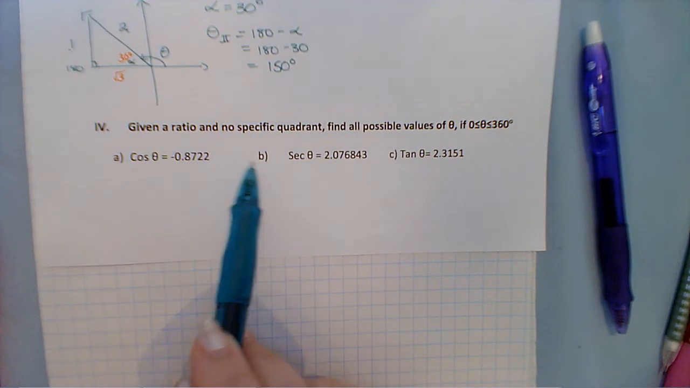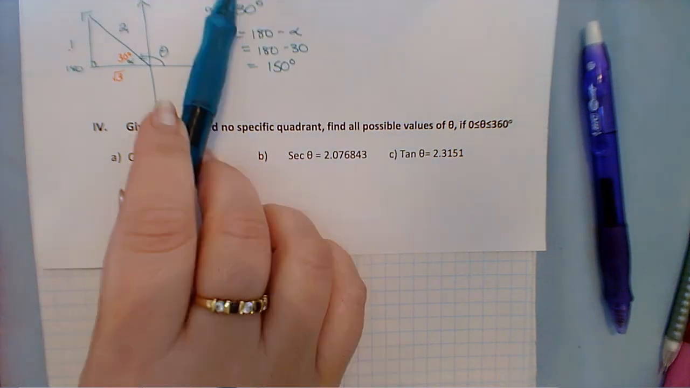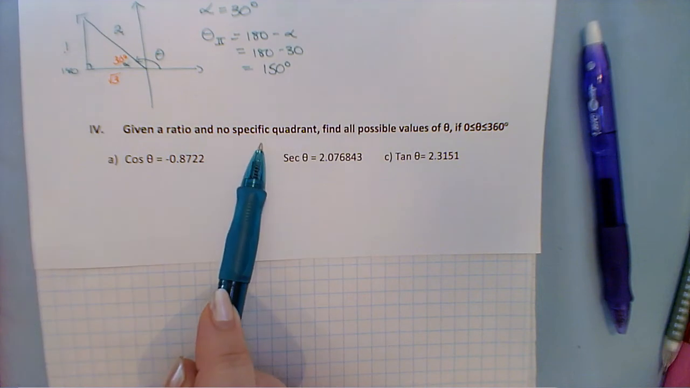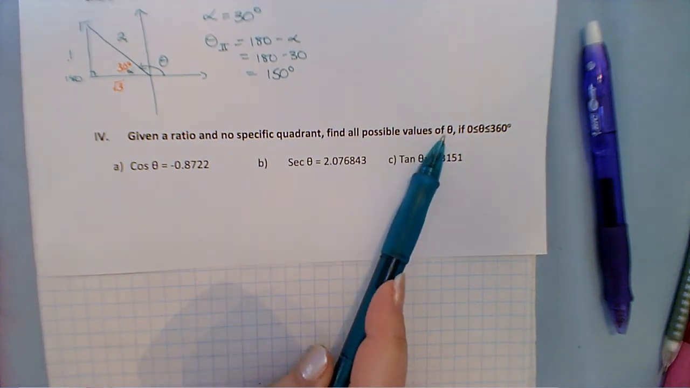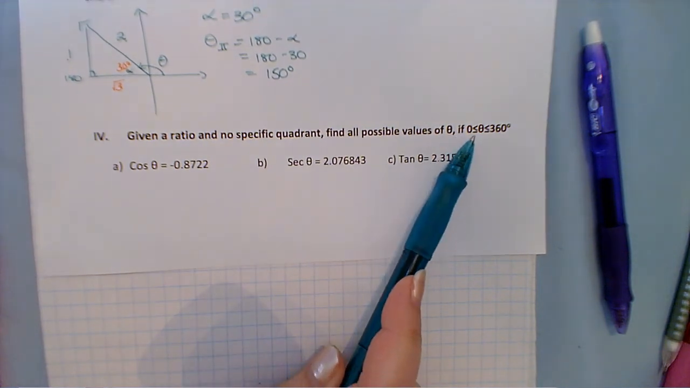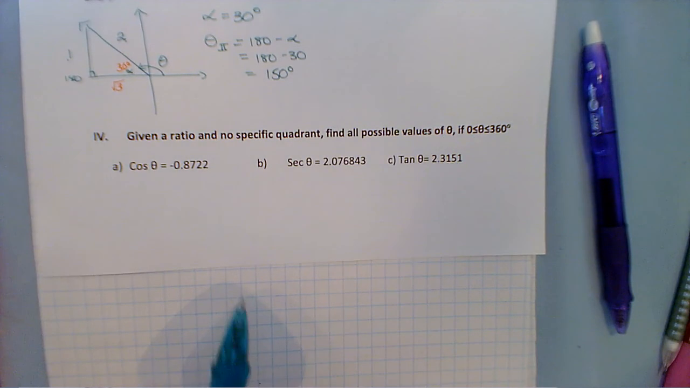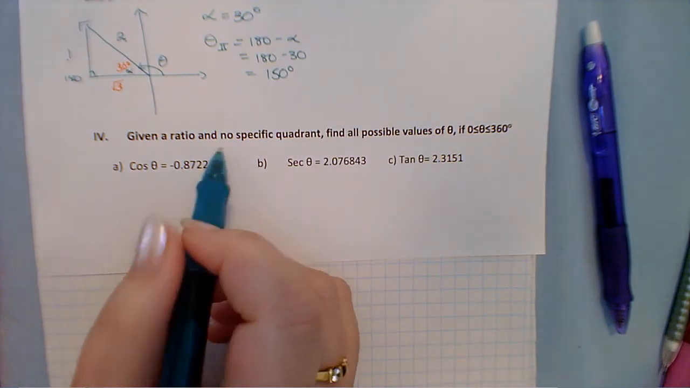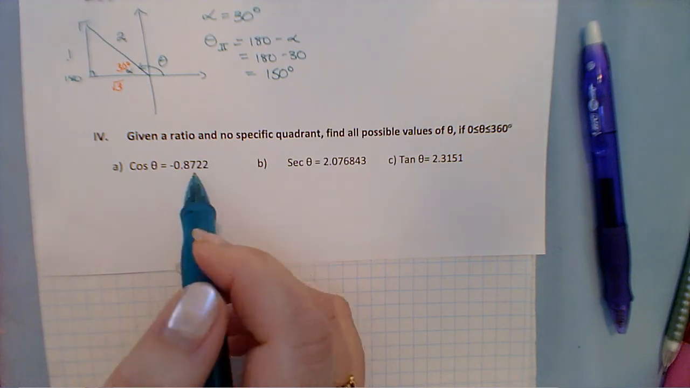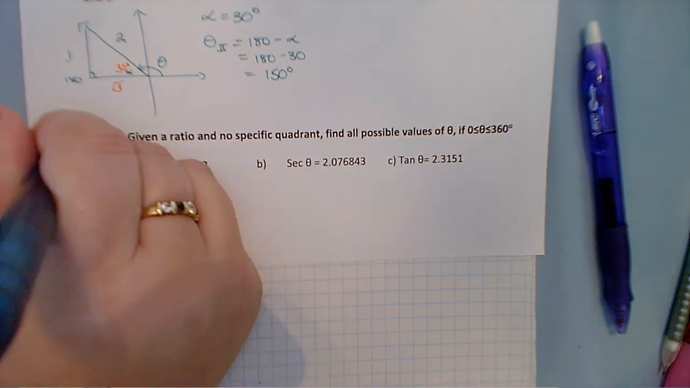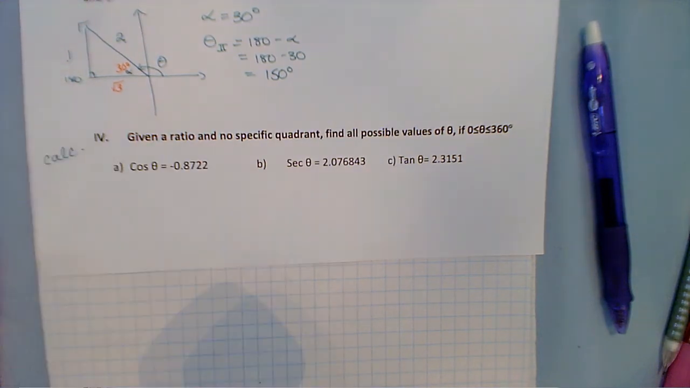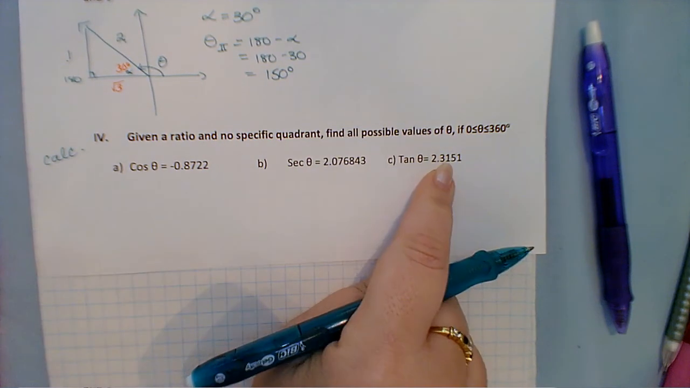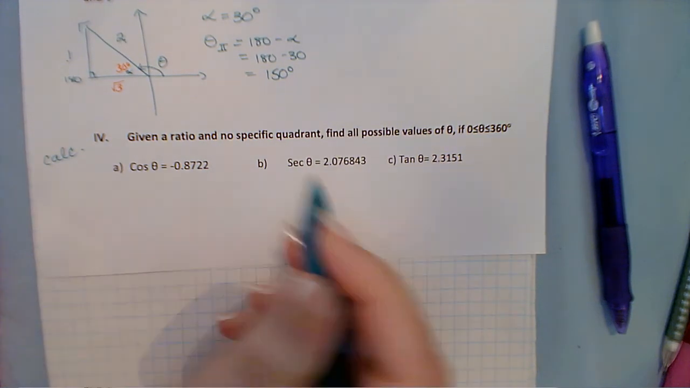Okay, now these are the same things. However, they weren't nice enough to give us the specific quadrant. Here they were nice enough and told us it was in quadrant 2. Here they're not telling us what specific quadrant it is in. We have to find all possible angles of theta if theta lies between 0 and 360. Notice these are just random numbers. They're not nice fractions, so these aren't special triangle questions. These are calculator questions, because you can just tell it's a random number, random number, random number.